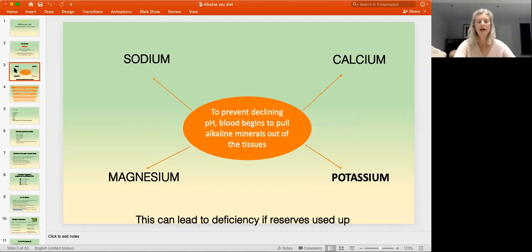So firstly, what can happen is if we are too acidic, to prevent our blood pH declining, the body does its own thing to cope. So it starts to pull alkaline minerals out of the tissues. By alkaline minerals, I mean sodium, magnesium, calcium, and potassium. And when we start to pull that out of the tissues into the blood, it can lead to a deficiency. So we can use up our reserves. That is something that we really don't want to happen.